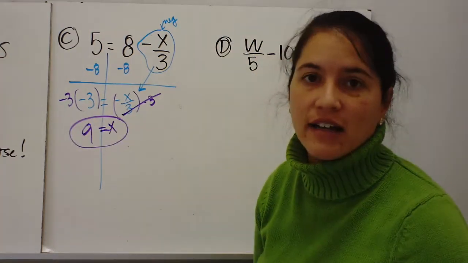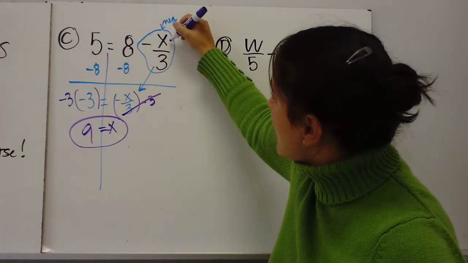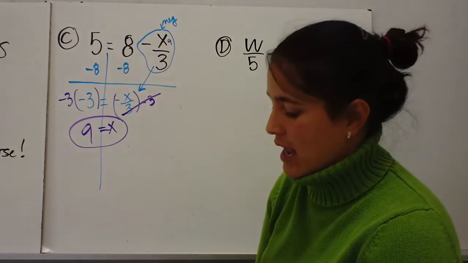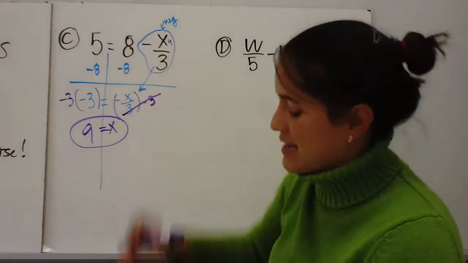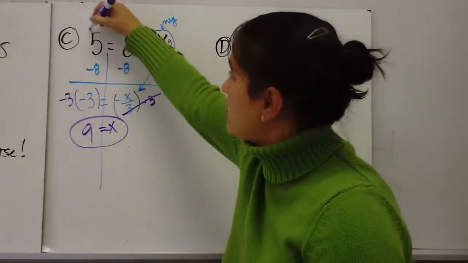So x equals 9. If you want to check yourself, you're going to put 9 right here. So 8 minus 9 divided by 3. And I get 5, which is 5.